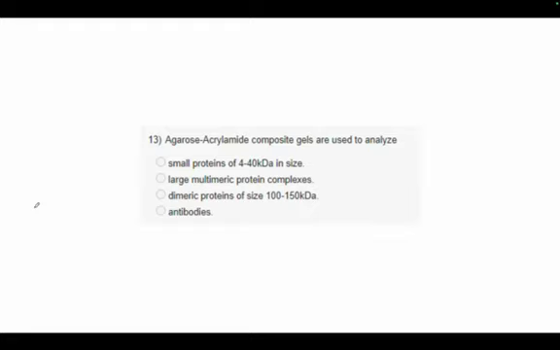Agarose acrylamide composite gels are used to analyze which of these? So we know agarose gels are usually used to analyze nucleic acids. Acrylamide gels are usually used to analyze proteins. Normally we use composite gels to analyze large multimeric protein complexes. Okay, because the pore size of agarose is typically bigger than acrylamide gel. So if you have a large protein complex which you cannot run or resolve properly in an acrylamide gel, we will typically run it in a composite gel.